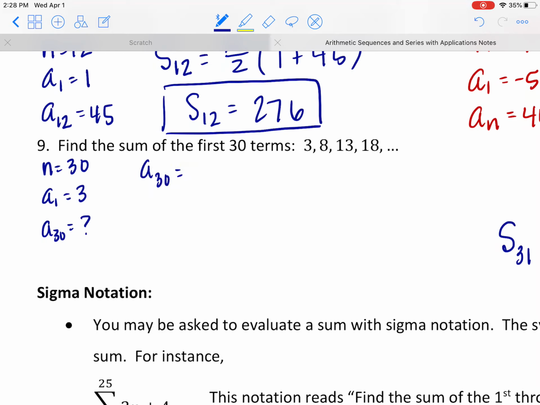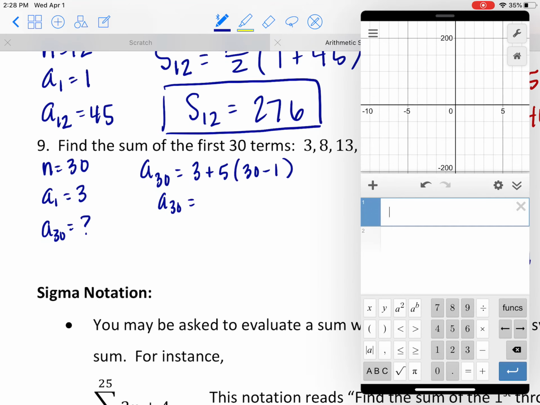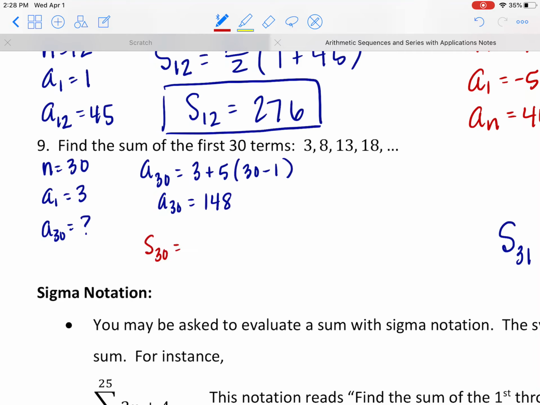But again, we have an explicit formula that we can use to find a term that's on the list. So the explicit formula says a sub 30 should equal a sub 1 plus, the common difference here is 5, and we multiply by 30 minus 1. And so a sub 30 is going to equal, calculator, 3 plus 5 parentheses 30 minus 1, so 148. So 148 is the last number on that list. So now I can find the sum for those 30 terms.